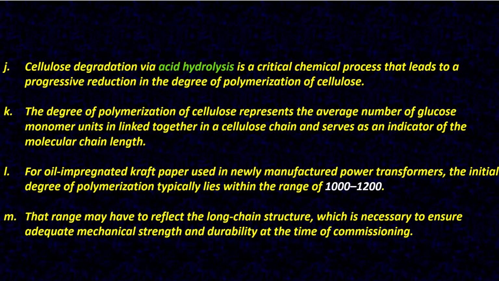Cellulose degradation via acid hydrolysis is a critical chemical process that leads to a progressive reduction in the degree of polymerization of cellulose. The degree of polymerization of cellulose represents the average number of glucose monomer units linked together in a cellulose chain and serves as an indicator of the molecular chain length.